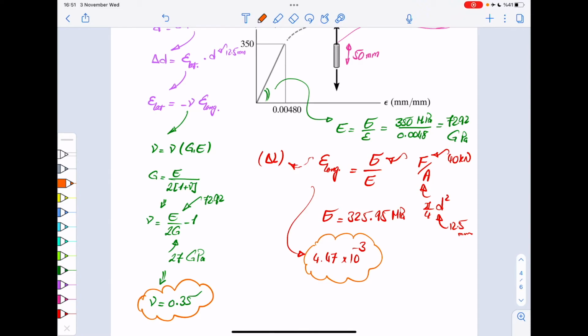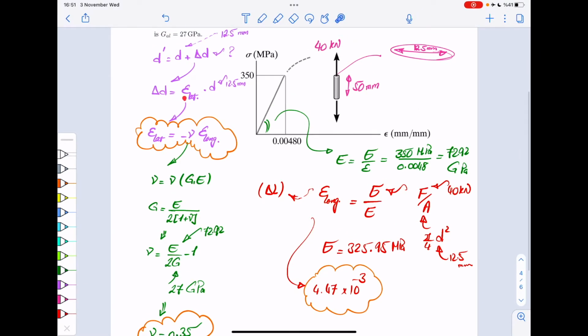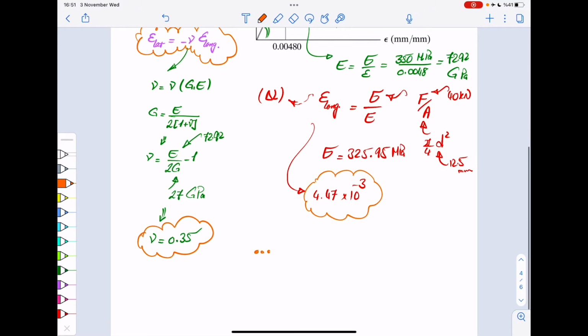And all you have to do is to insert those into this relationship to get the lateral strain. And if you get the lateral strain, you put it on the relationship above it to get delta D, then you put that on the relationship above it to get D prime. So if you do that, then your lateral strain would be simply, let's say, minus 0.35 times 4.47 times 10 minus 3, which is minus 1.5, let's say 157 times 10 minus 3.